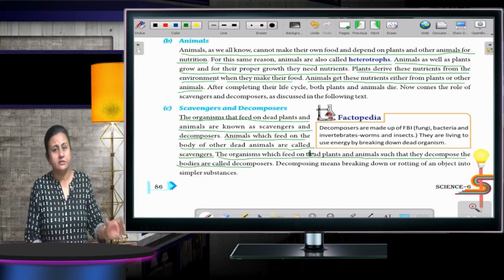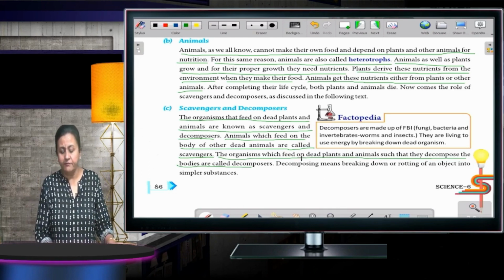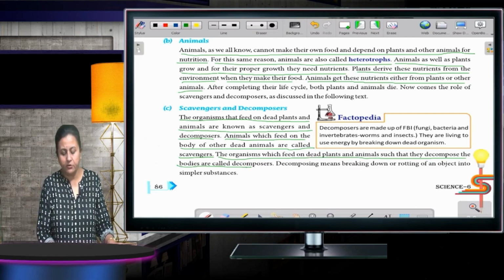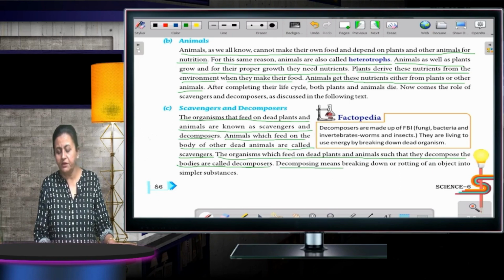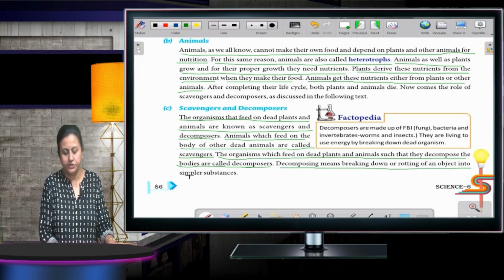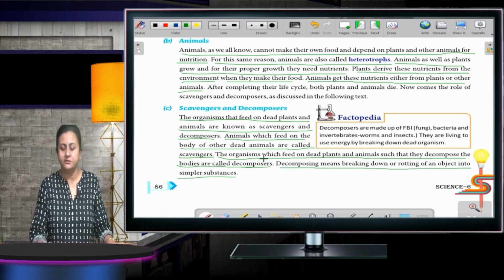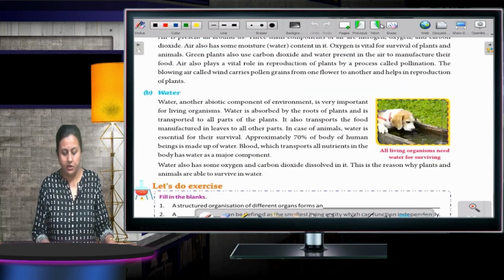Scavengers have eaten now. The organisms which feed on dead plants and animals such that they decompose the bodies are called decomposers. Decomposing means breaking down or rotting of an object into simpler substances. Okay.